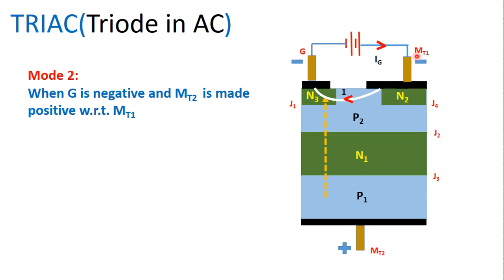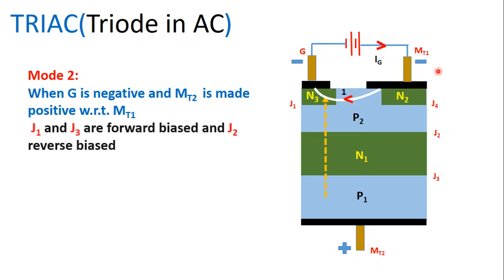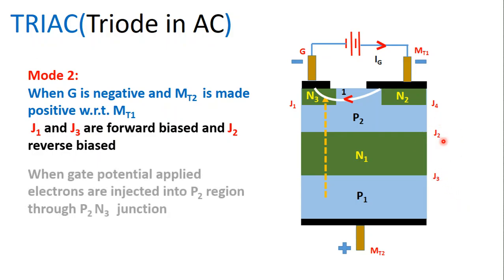Gate is made negative with respect to MT1 and MT2 is positive with respect to MT1. So initially when MT2 is positive with respect to MT1, what happens? Junction J1 and J3 will be forward biased, and again J2 will be in reverse bias condition. So when we apply gate potential here between gate and MT1, what happens?